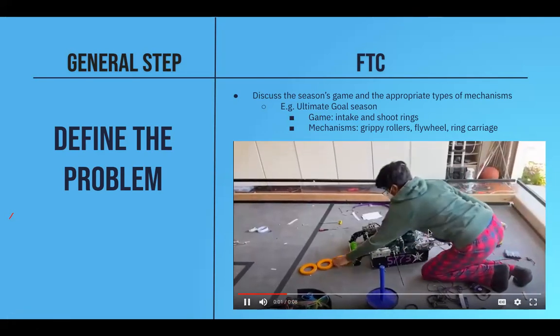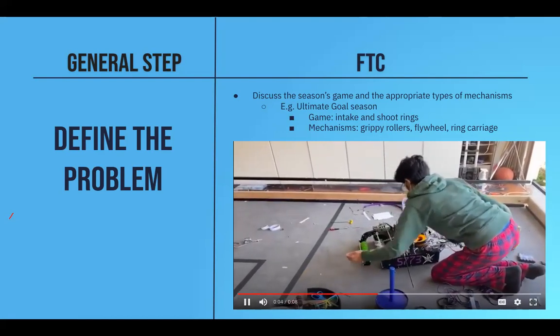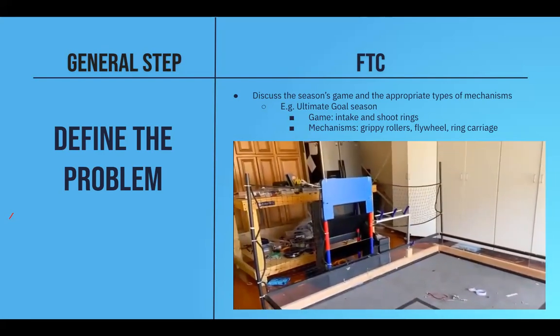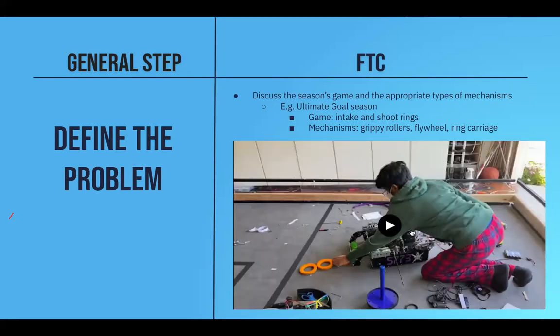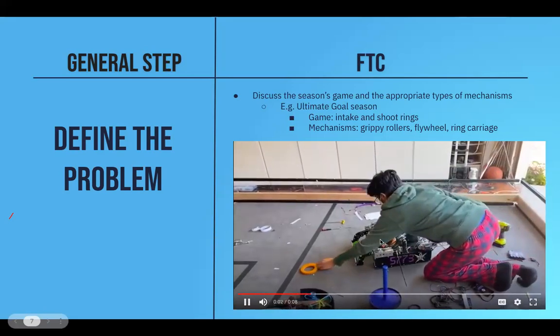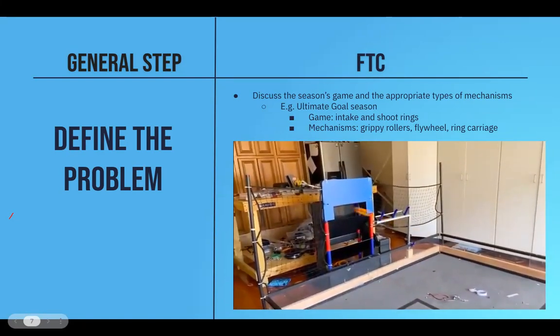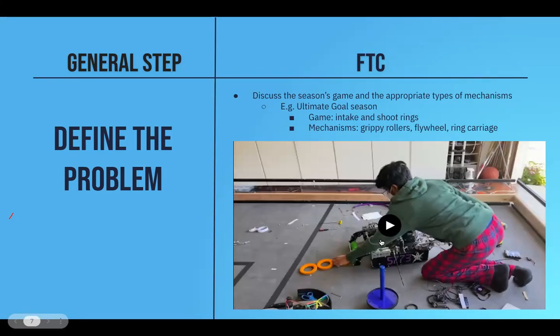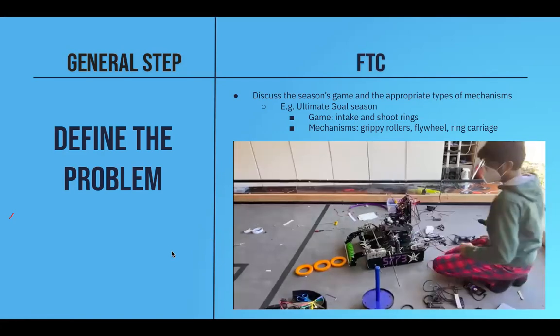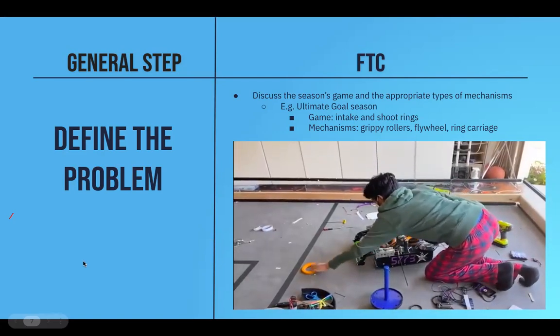This is, for example, mechanisms we came up with. As you can see, there's a grippy roller over here. Over here, it's kind of hard to see, but there's a ring carriage and there's a flywheel. I'll display it one more time. Let's go on to the next one.